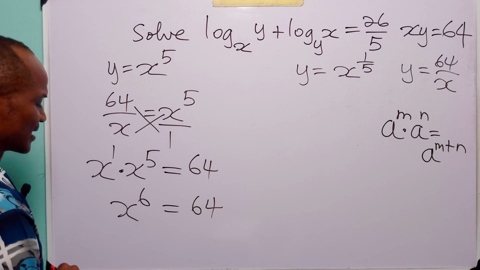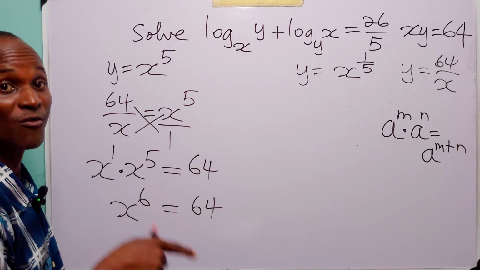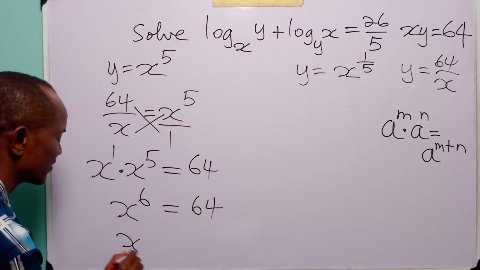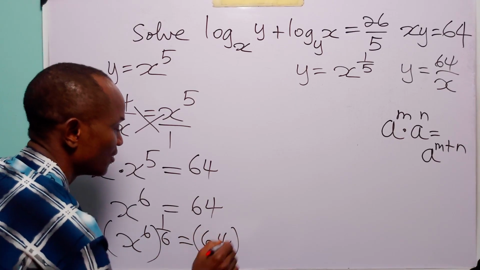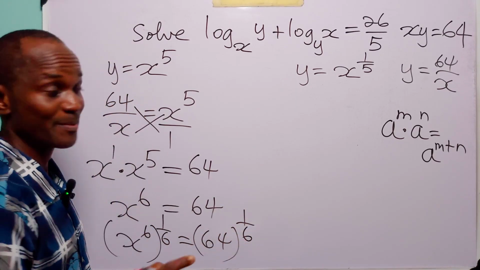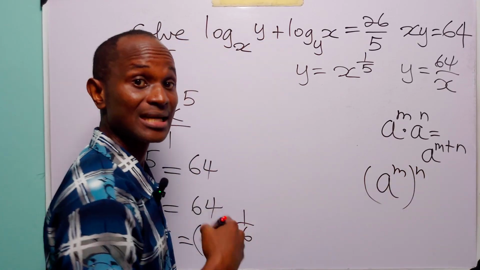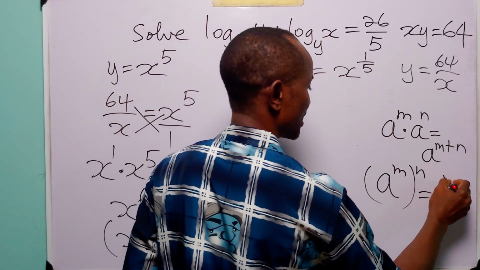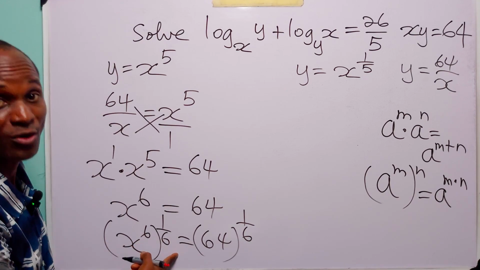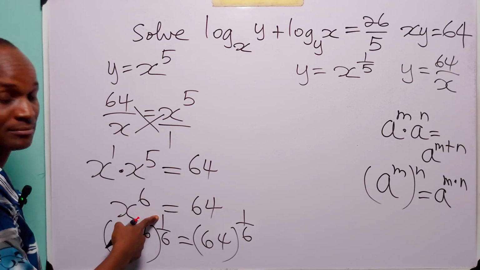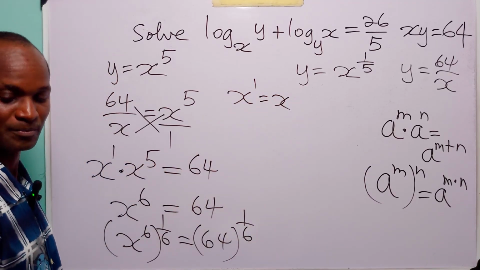Now, to find the value of x, we must raise both sides of this equation to the power 1 over 6. That is, we have x to the power 6 raised to the power 1 over 6 is equal to 64 raised to the power 1 over 6. Because remember also that when we have a raised to the power m raised to the power n, this is simply equal to a raised to the power m multiplied by n. And of course, 6 times 1 over 6 is going to give us 1. And x raised to the power 1 is x. That is what we are looking for.